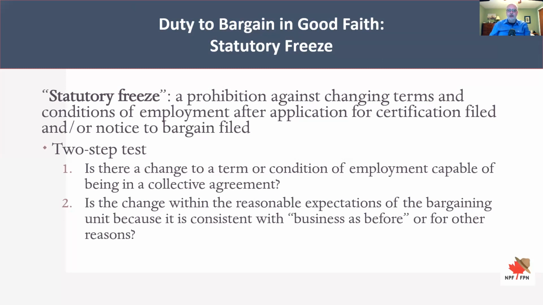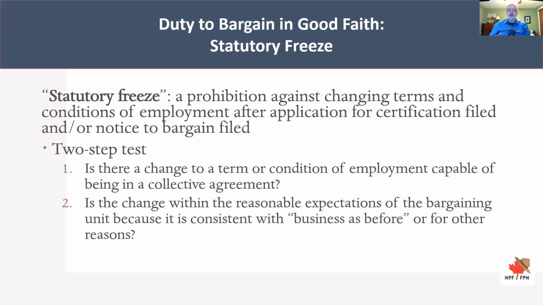Remember from last time, there are things that we cannot collectively bargain. So the statutory freeze only prevents those types of changes. The second and the more interesting or more important part of this is the change has to be something that's outside the reasonable expectations of members of the bargaining unit, i.e., is this consistent with business as before? So for example, if an employer makes a change every year on January 1st to a shift schedule, they're allowed to keep making a change to the shift schedule on January 1st because it's just following their business as before. That's part of the statutory freeze.